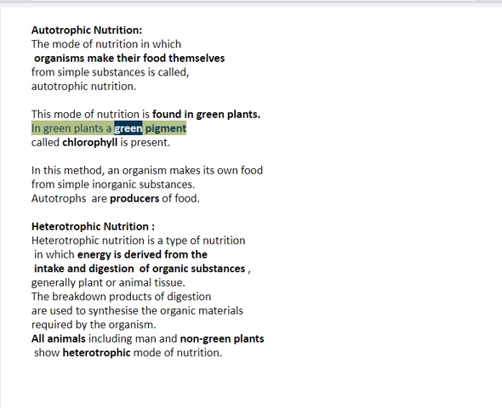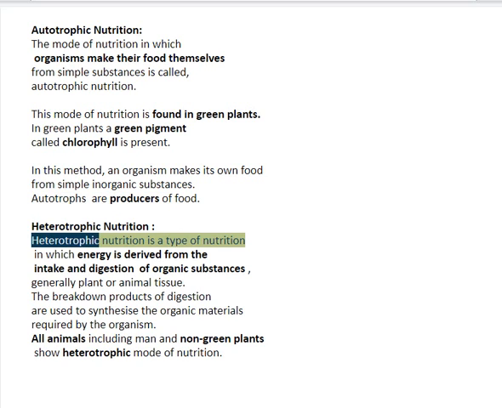In green plants, a green pigment called chlorophyll is present. In this method, an organism makes its own food from simple inorganic substances. Autotrophs are producers of food.